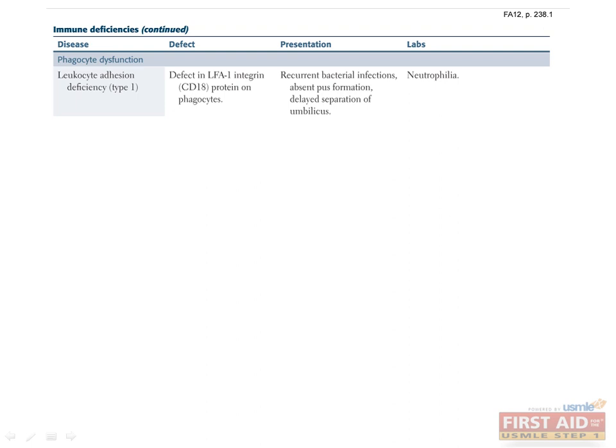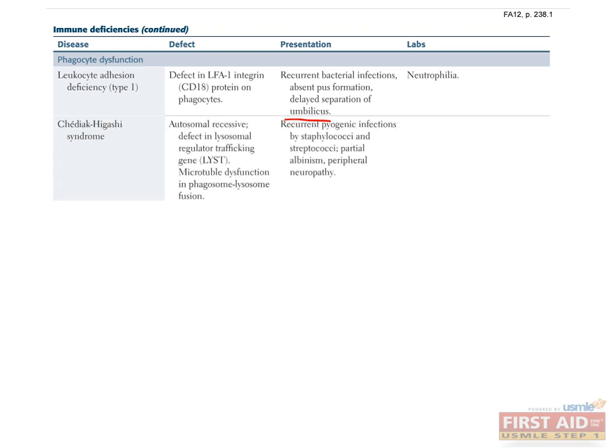Leukocyte adhesion deficiency arises from a defect in the LFA-1 integrin protein on phagocytes. Integrins mediate cellular interactions. The result of this condition is recurrent bacterial infections, absent pus formation, and delayed separation of the umbilicus. Histologically, this condition is characterized by neutrophilia. The autosomal recessive Chediak-Higashi syndrome results in a defect in microtubule function. Patients experience recurrent pyogenic infections from staph and strep. These patients may also manifest partial albinism and peripheral neuropathy.